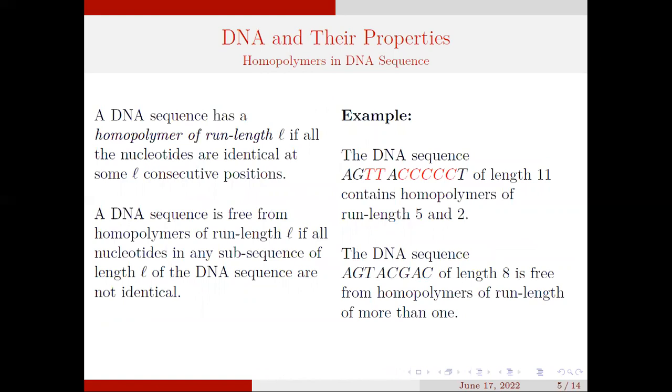A DNA sequence has a homopolymer of run length L if all the nucleotides are the same at some L consecutive positions. For example, consider a DNA sequence AGTTACCCCCT of length 11. It has Cs at third and fourth position, so it has a homopolymer of length 2.